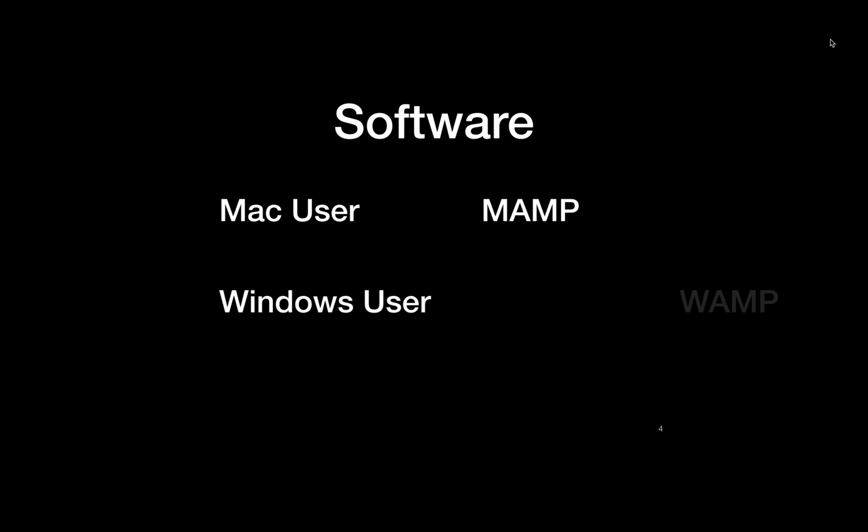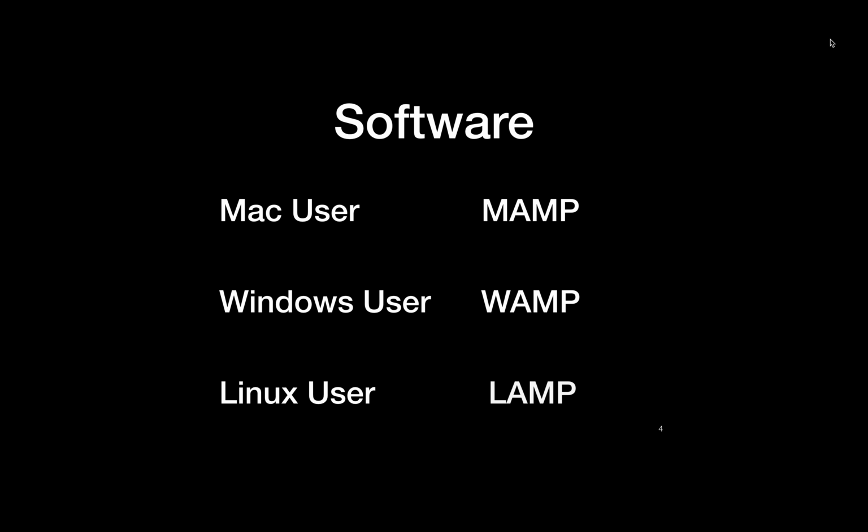There are Windows users, and for that there is WAMP. If you see, there is a change in the first letter: in the first it is M and in the second it is W, which is just a change in operating system, and other than that everything is the same: Windows, Apache, MariaDB, PHP. For Linux users there is LAMP: Linux, Apache, MySQL, and PHP. So for different operating systems there are different software.